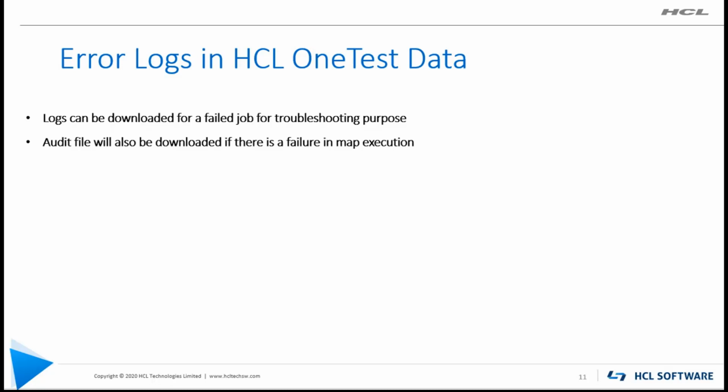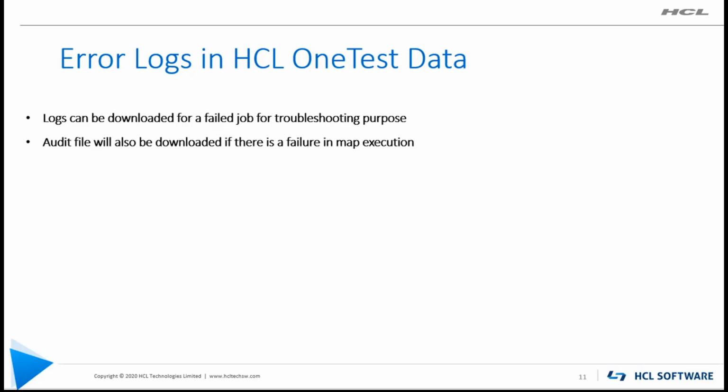In this video, we are going to look at the error logs feature for OneTest Data. Usually, data generation failure happens in one of two phases: there could be a failure in the map compilation, and there could be a failure in the map execution phase. Whenever there is a failure in map compilation, the user can go and download the logs to identify the cause of the failure.